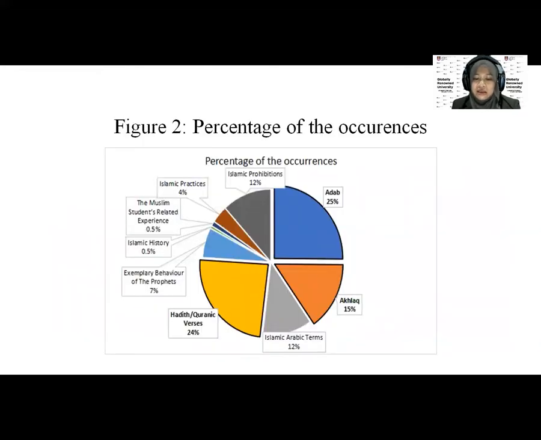The occurrence percentages of the identified themes is presented in figure 2. 25% of the occurrences is on adab, 24% on hadith or Quranic verses, 15% on akhlaq, 12% on both Arabic terms and Islamic prohibitions, 7% on exemplary behavior of the prophets, 4% on Islamic practices, and 0.5% on both the Muslim students' related experience and Islamic history.